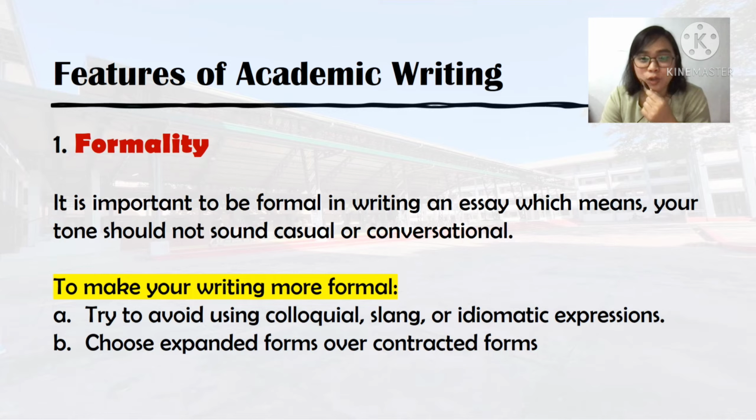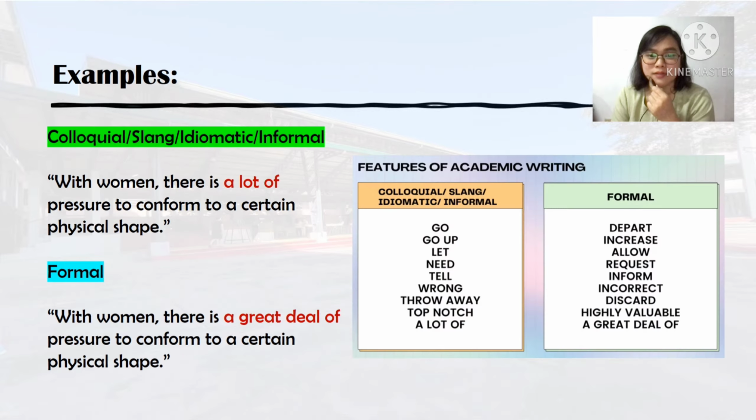The first one is formality. It is important to be formal in writing an essay, which means your tone should not sound casual or conversational. To make your writing formal, try to avoid using colloquial, slang, or idiomatic expressions. Second, choose expanded forms over contracted forms. Let us look at the following examples.